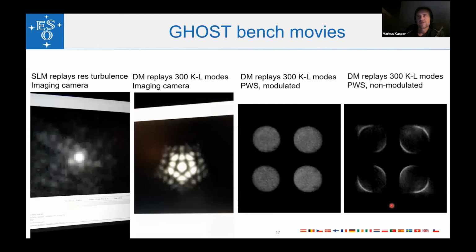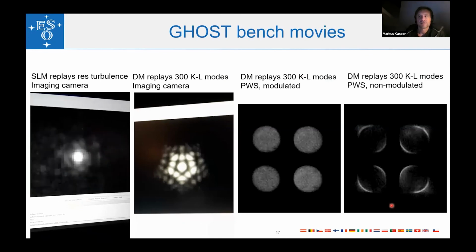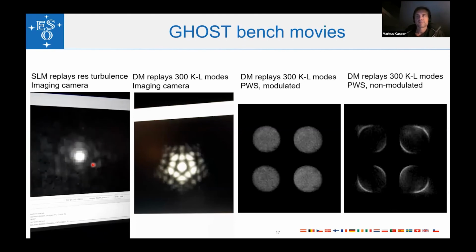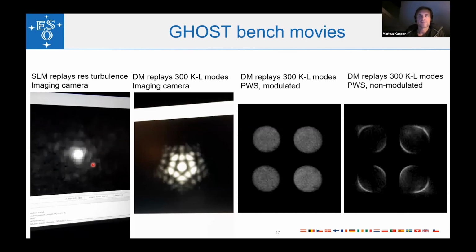So here I have a few movies to show what the bench is actually doing. On the left, I replay some turbulence with the SLM. You can see here in the image camera how the speckle moves around, as it would on sky when the turbulence is pre-corrected by a first stage. The phase screens come from a simulation.